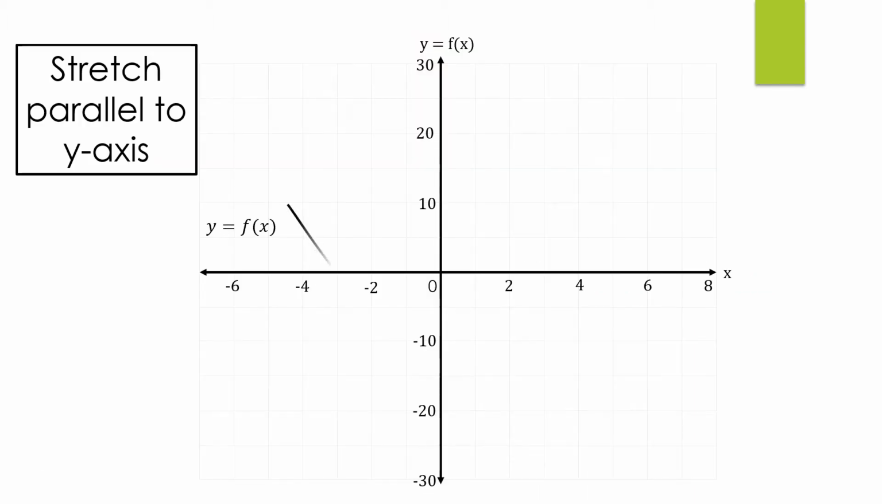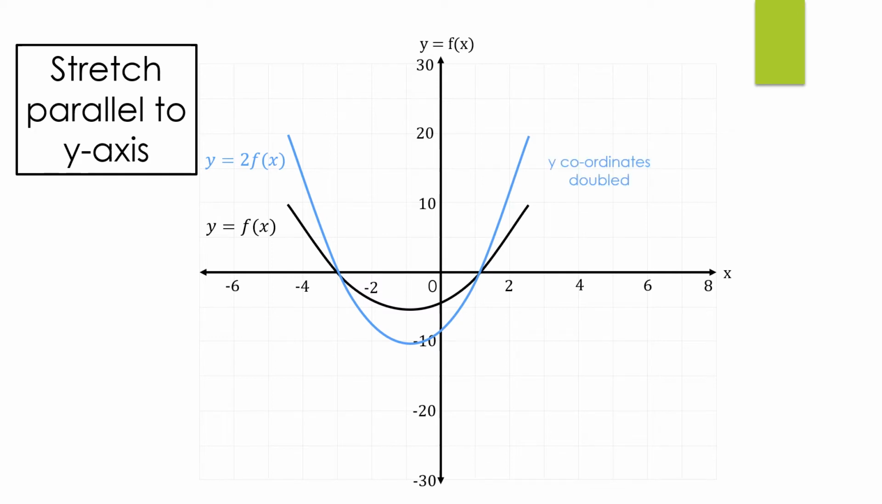So let's consider this function here. It has roots at (-3, 0) and (1, 0), and it has a minimum stationary point at (-1, -5). So if we want to look at y equals 2 f of x, we're going to scale the y coordinates by 2. So we're going to double all the y coordinates. So you can see that that minimum stationary point has now gone down to (-1, -10).